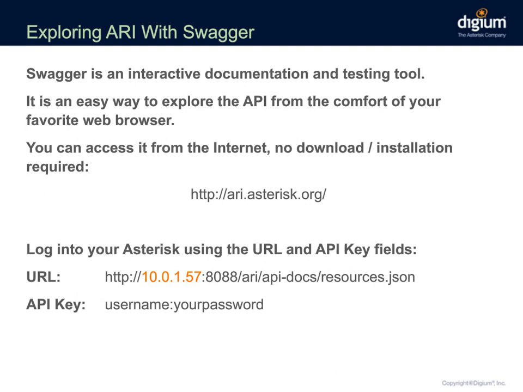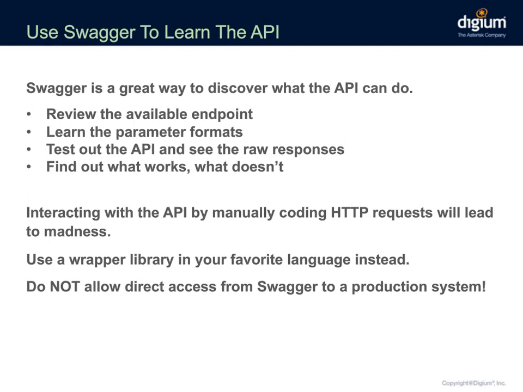You'll also need to provide an API key, and the API key is simply created by joining the username and the password that you set up in ari.conf with a colon in between. So username:password. Once you have that in place, there's a lot you can get out of it. It'll allow you to review all of the available API endpoints, not Asterisk endpoints, but API endpoints that are exposed by ARI as it runs on your system.